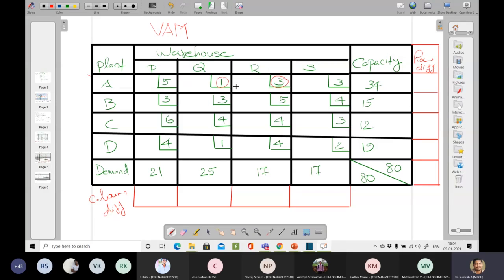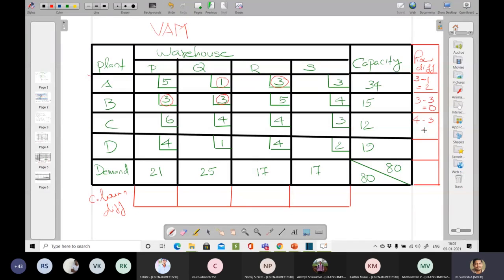Next row, the lowest cost here is 3, and one more 3 is there. So the value will be 3 minus 3, that equals 0. Similarly, in the next row you can see 3 and 4, so it will be 4 minus 3 equals 1. Similarly in the next row, 1 and 2, so it will be 2 minus 1 equals 1.